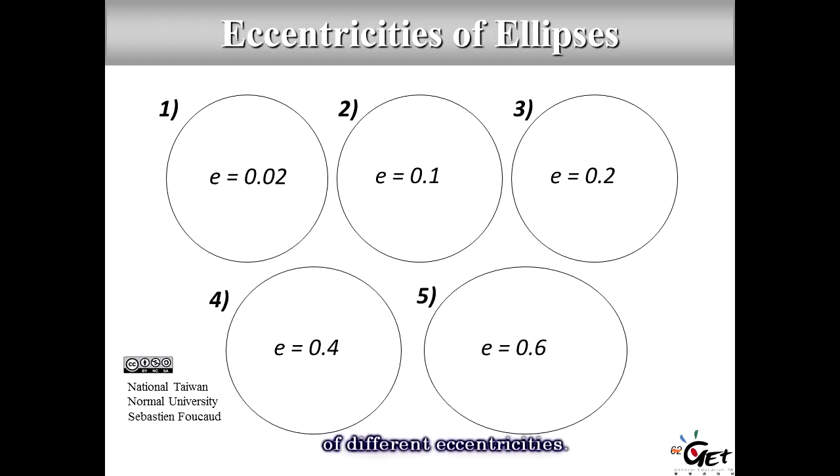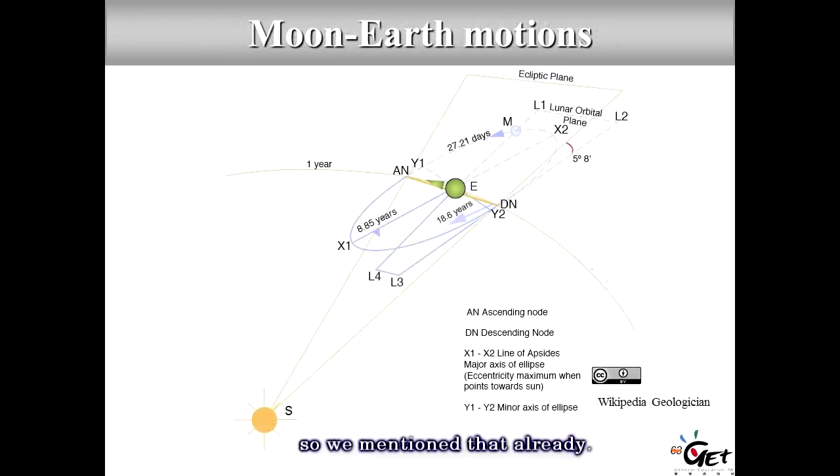So there are different examples of different eccentricities. We mentioned that already: the Moon-Earth motion is not circular. It's an ellipse, a very low eccentricity ellipse. It's almost circular, but not completely. So the distance between Earth and the Moon is changing with time. Sometimes it's closer, that's what we call the perigee, 356,000 kilometers, and sometimes it's further. It's because the Moon is orbiting around the Earth following an ellipse, with the Earth at one of the foci.